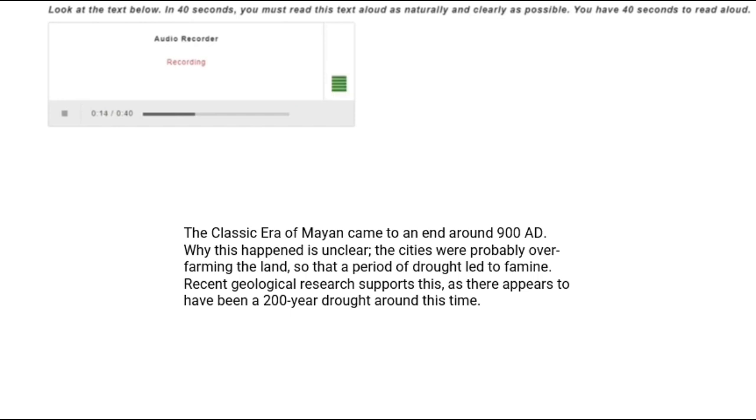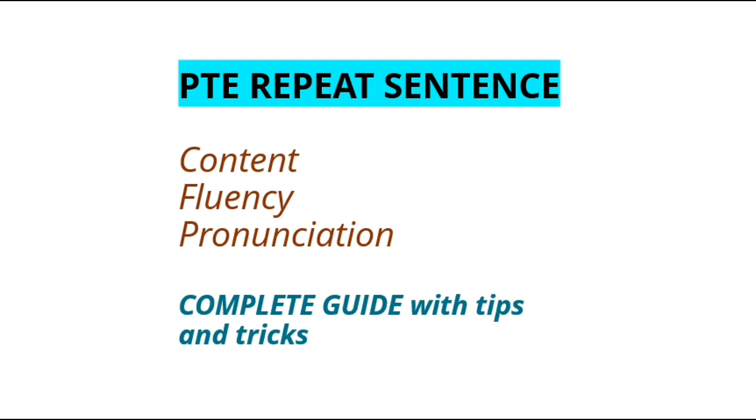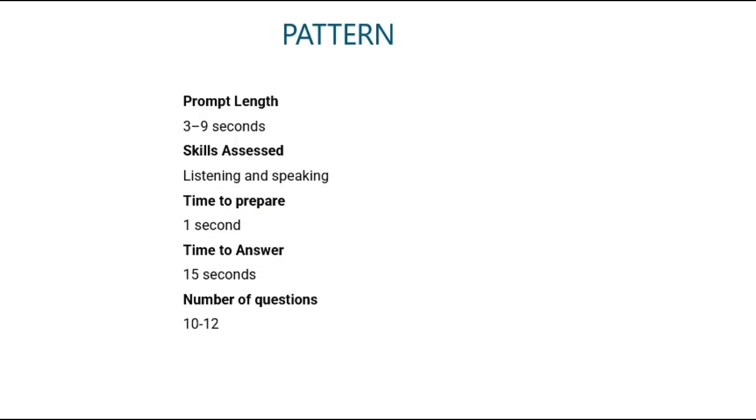So we've clearly discussed how to solve the read aloud question type. Now we will be discussing the next question type, that is repeat sentence. The length of the audio is 3 to 9 seconds. There are marks given for listening and speaking, while we are not given any marks for writing and reading. In speaking, we are given approximately 30 points, and for listening, approximately 20 points. So, this is a very important task. The time to prepare is 1 second. The time to answer is 15 seconds. The number of questions is 10 to 12.